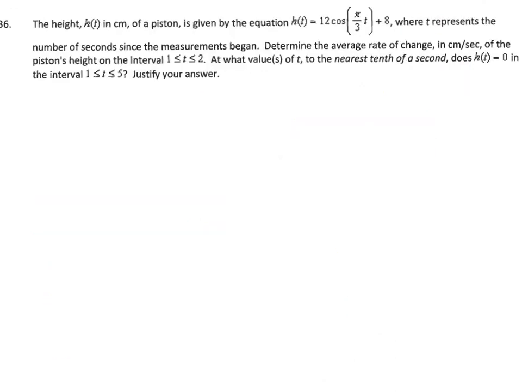All right, so number 36 has 2 parts to it. The first part says the height, h of t in centimeters, of a piston is given by this equation, where t represents the number of seconds since the measurement began. Determine the average rate of change, in centimeters per second, of the piston's height on the interval where t is between 1 and 2, including those 2 values. All right, so that's the first thing we have to do, determine the average rate of change.